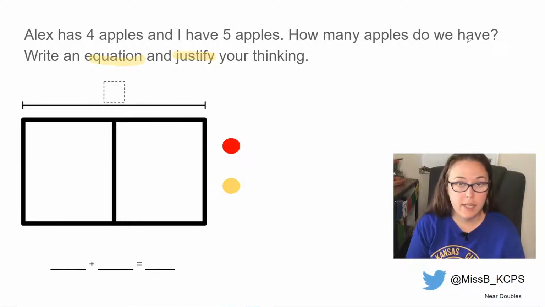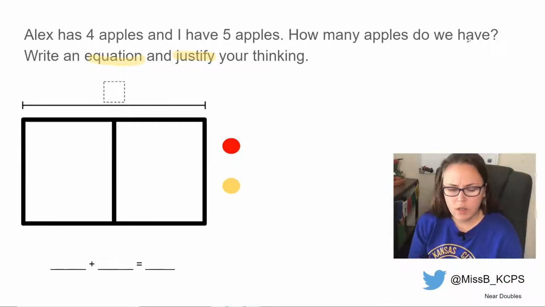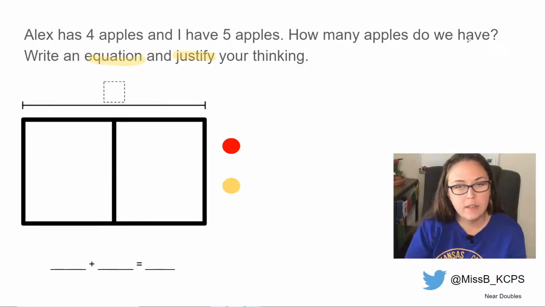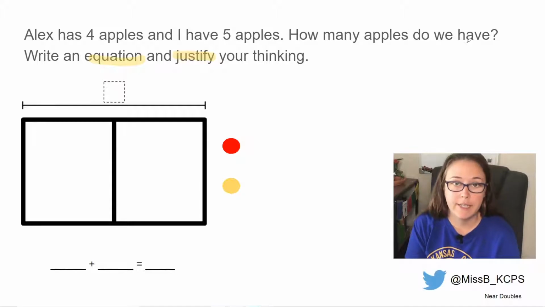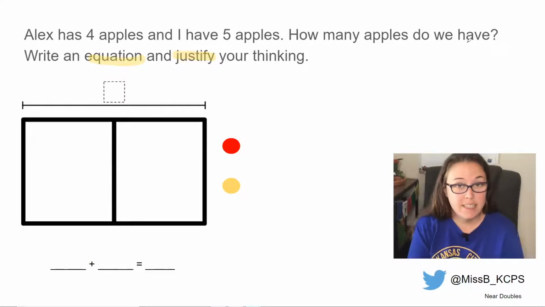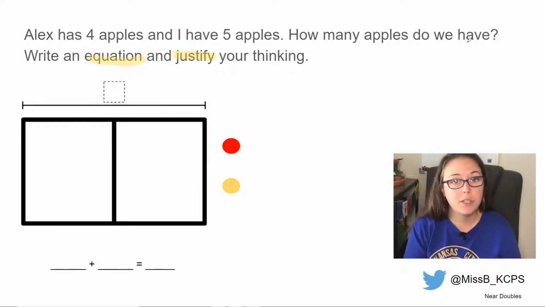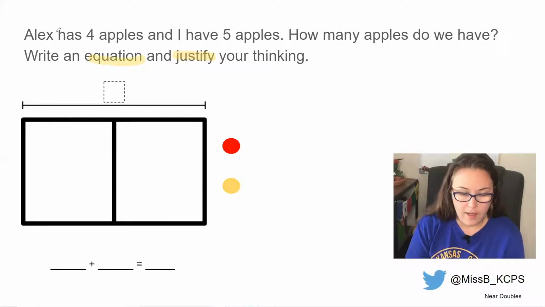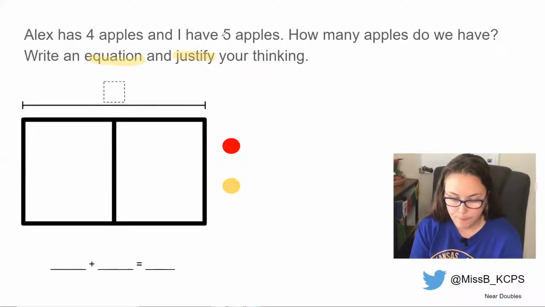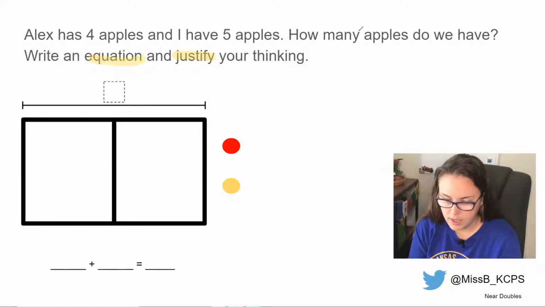So as we're working today, we're going to use our model on the part whole map to justify the way that we're thinking. We're also going to write some stuff on the right side of your screen that will help us justify our answer at the very end. So let's get started. We're going to go back and reread the question again, and then we'll get started with our model. Alex has 4 apples and I have 5 apples. Let's stop there. We're just going to draw a line.